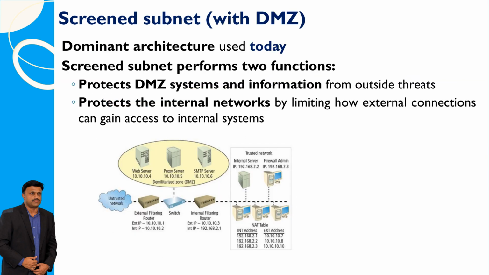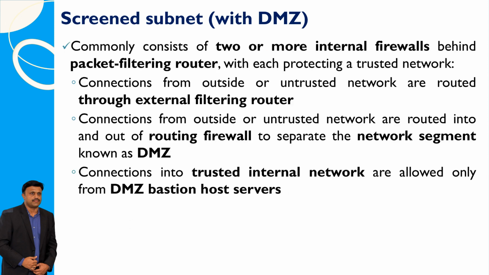The screened subnet architecture, commonly utilized today, serves two primary functions: safeguarding DMZ systems and data from external threats, and shielding internal networks by regulating external connections' access to internal systems. A screened subnet, often referred to as a demilitarized zone, typically comprises two or more internal firewalls positioned behind a packet filtering router, with each firewall guarding a trusted network.